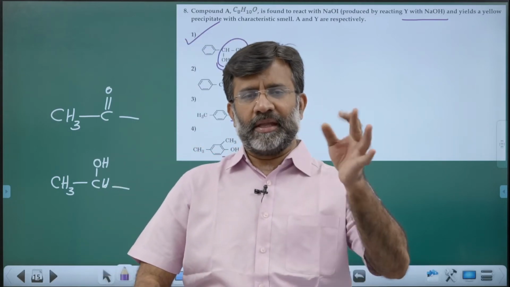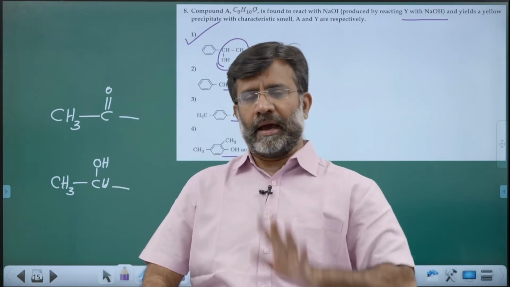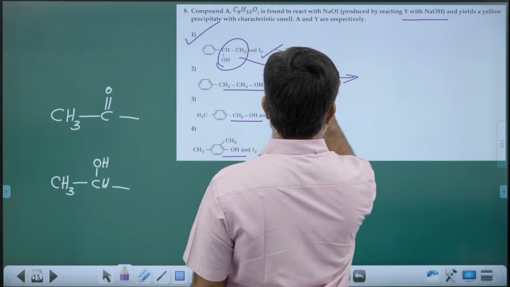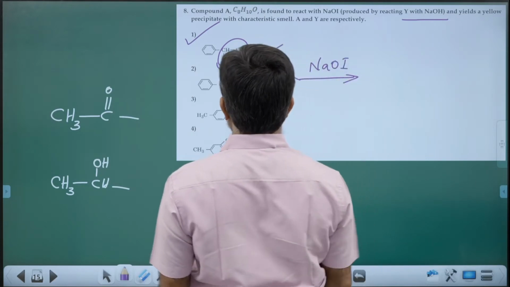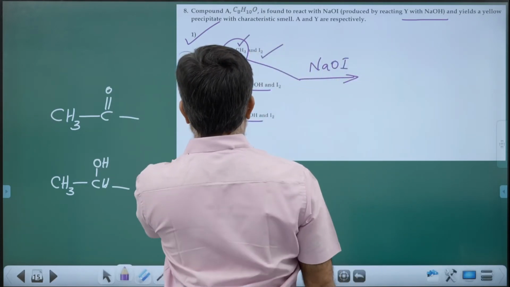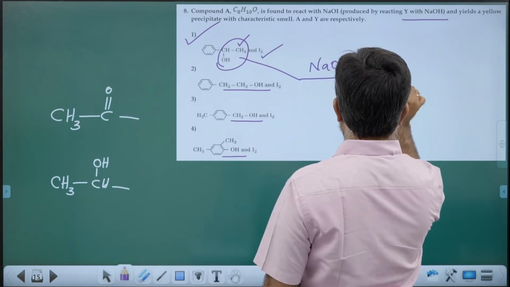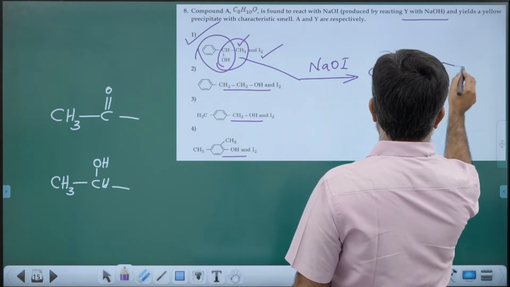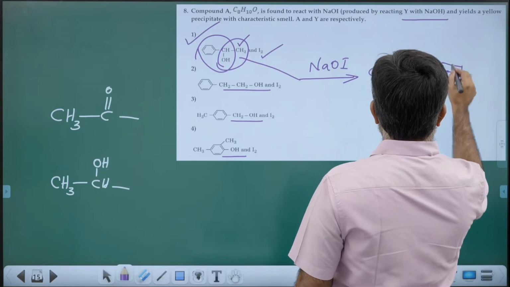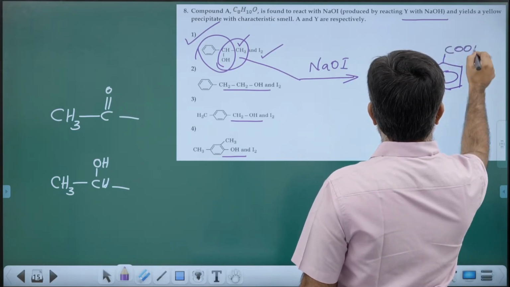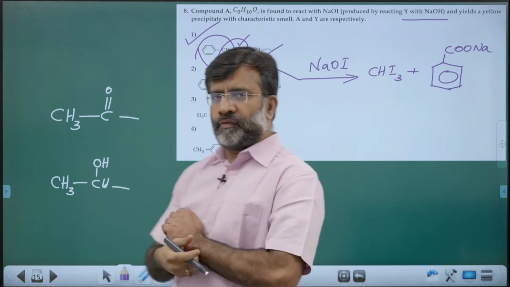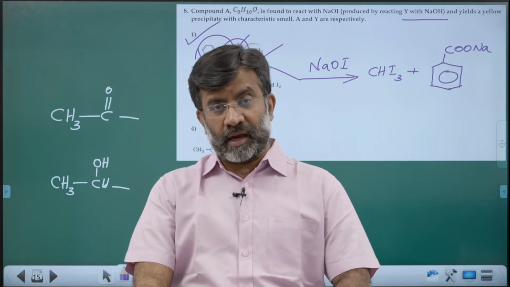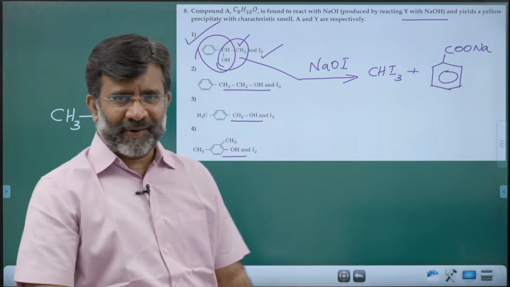Where there is a methyl carbonyl group, there will be a haloform test. And what will be the result when this is treated with NaOI? This part of the carbon will be converted to iodoform, and the remaining part will be converted to acid. You will be getting COONa, the sodium salt of benzoic acid. Basically, the haloform reaction is an oxidation reaction. Okay, next.